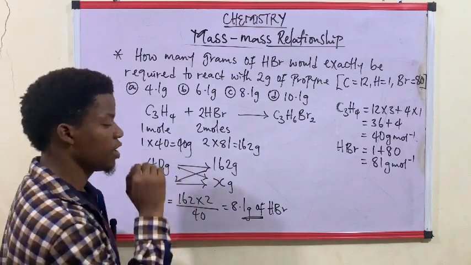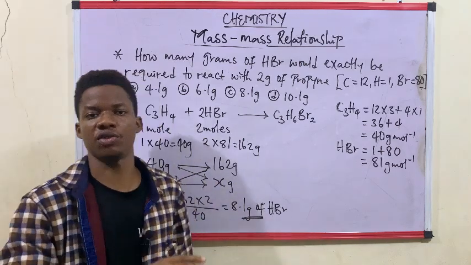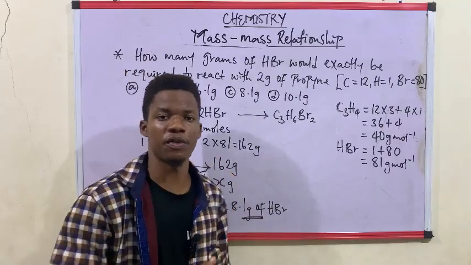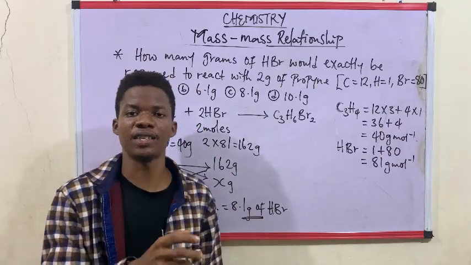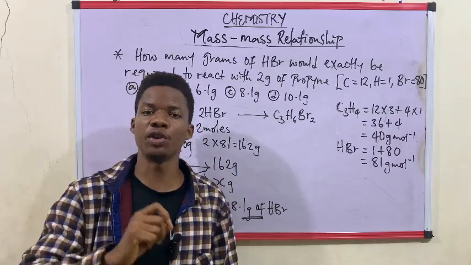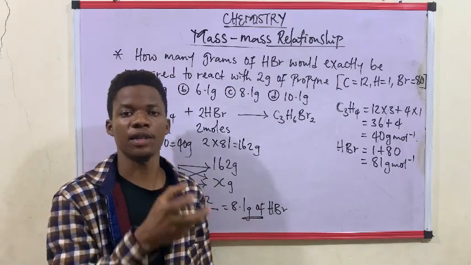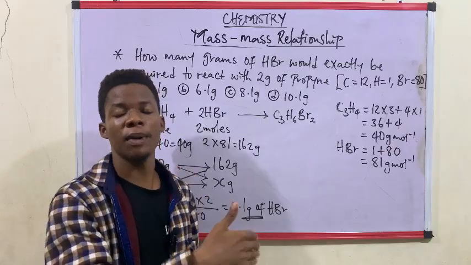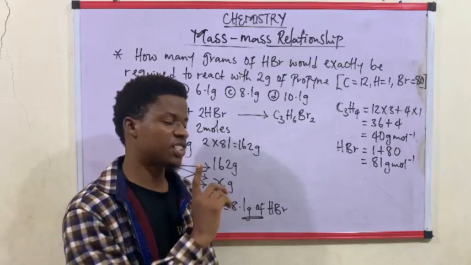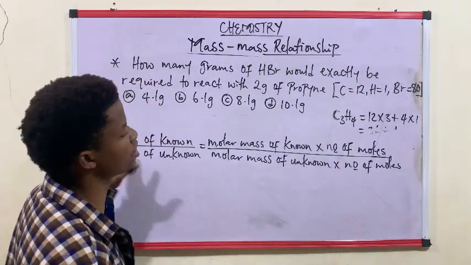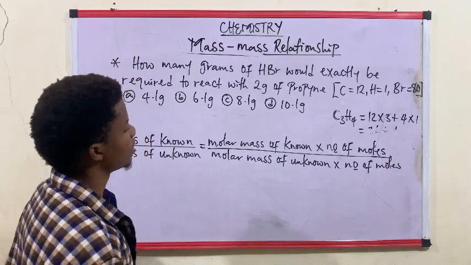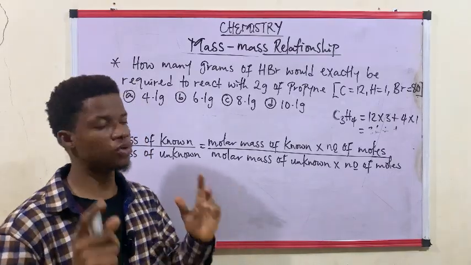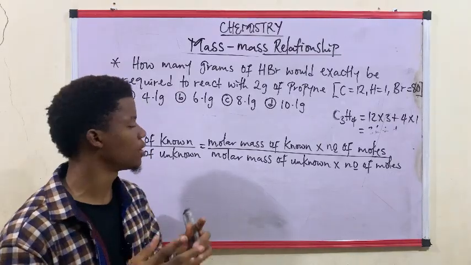8.1 gram of HBr. Now, thank you very much for staying up to this point of the video. For those of you that stayed up to this point, I'm going to drop a secret formula that you can also use to answer questions on mass to mass relationship. Now, there is a secret formula I want to give to you. So this is the secret formula I was talking about. You can also use this formula to give you your answer for mass to mass relationship.